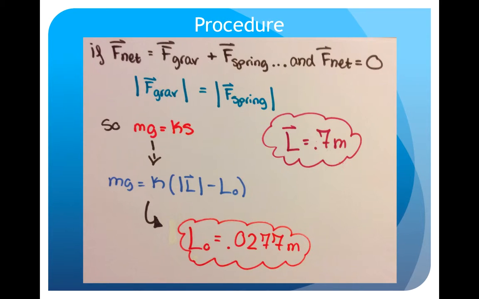We can then operate under the assumption that our net force is equal to 0 and rearrange its components to solve for our spring relaxed length, using the fact that we were given its stretched length as 0.7 meters. We found that the relaxed spring length was 0.0277 meters.